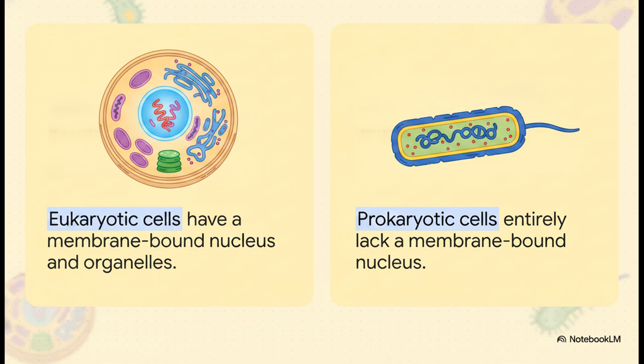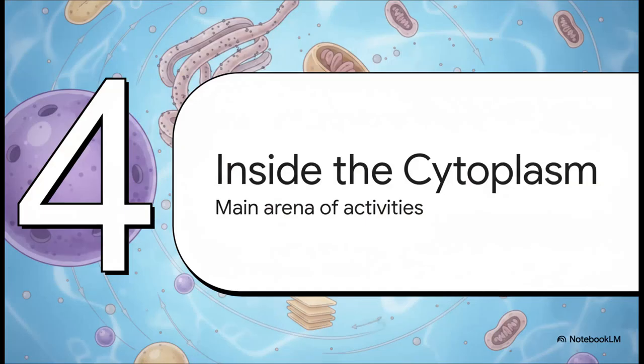Having a nuclear envelope in eukaryotes protects the complex DNA from the chaotic, constantly churning chemical reactions happening in the rest of the cell. This evolutionary advantage is precisely what allows for vastly more complex, multicellular life forms, like us. Section 4. Inside the cytoplasm, the main arena of cellular activities.